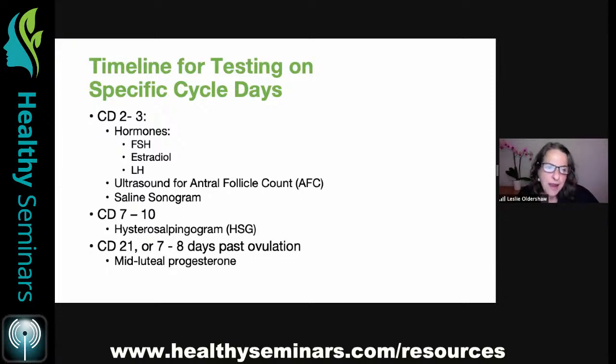So when you're doing a workup for women, there are certain things that have to be done on specific cycle days. And on cycle day 2 or 3, there are the hormones FSH, estradiol, and luteinizing hormone that all need to be drawn on cycle day 2 or 3. That's also when you're going to get an ultrasound done for your antral follicle count and potentially a saline sonogram. That's often done, for instance, as a baseline before somebody's starting an in vitro cycle.